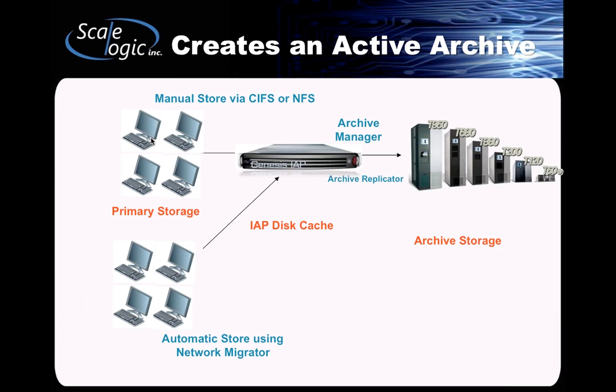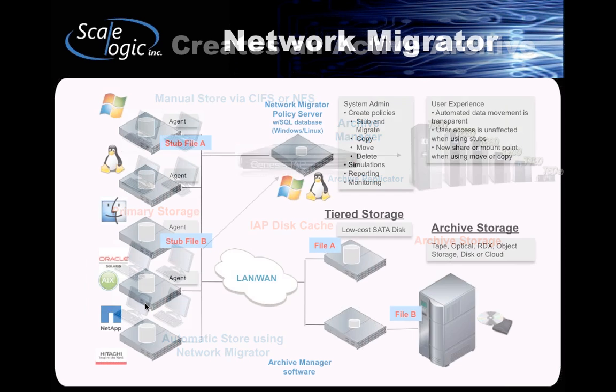Or in the case down here below, we're using automatic rules that say when we're ingesting into primary storage, we automatically want to move the data over to the IAP, which is then going to take it and move it. So there are multiple ways of doing it, but here are 2 options: either having a manual archive set off or an automated archive set off.